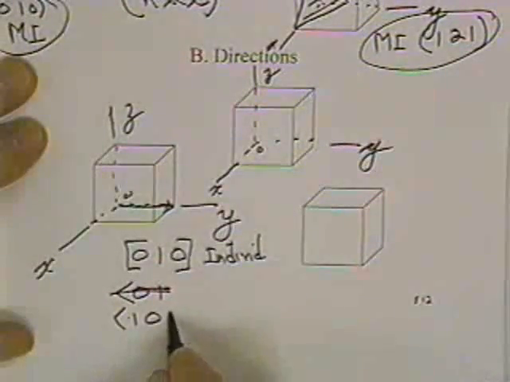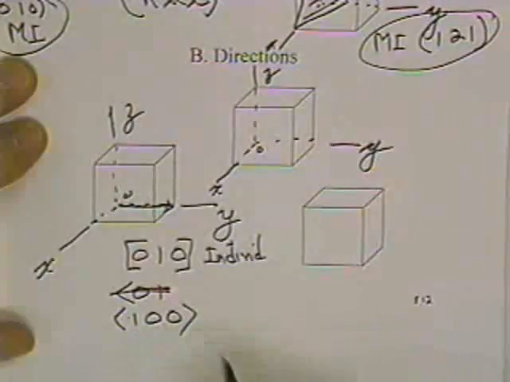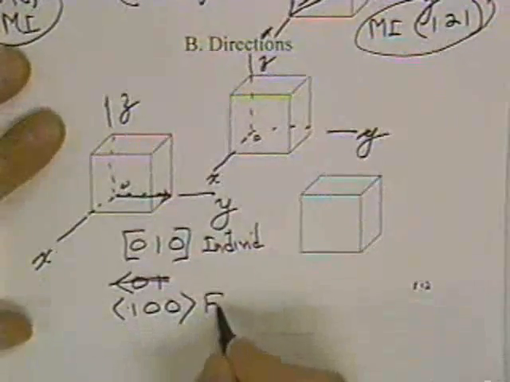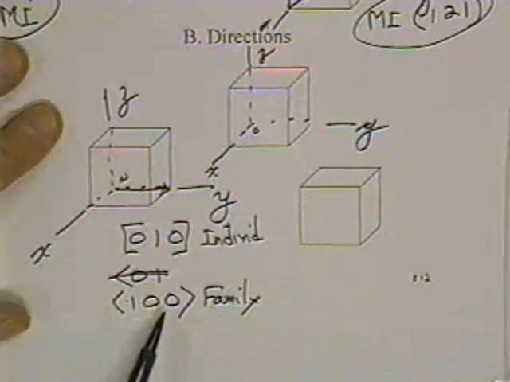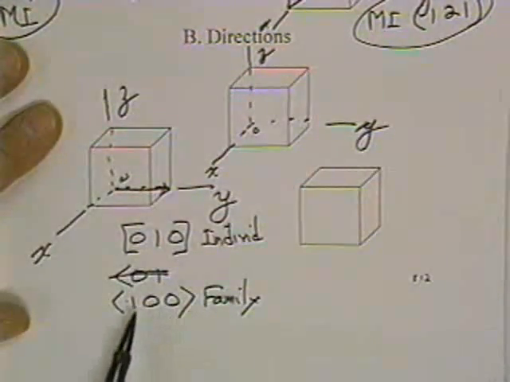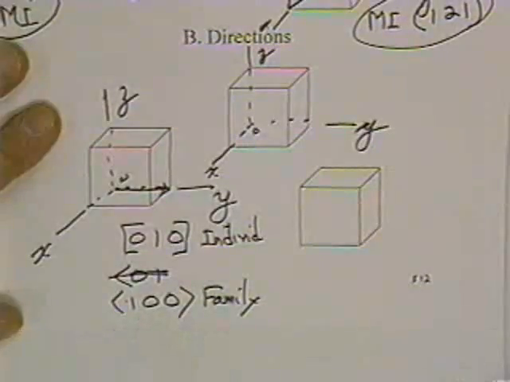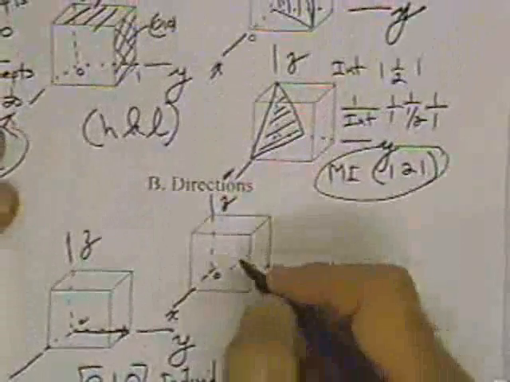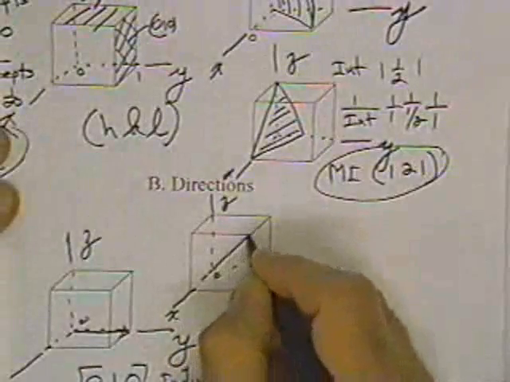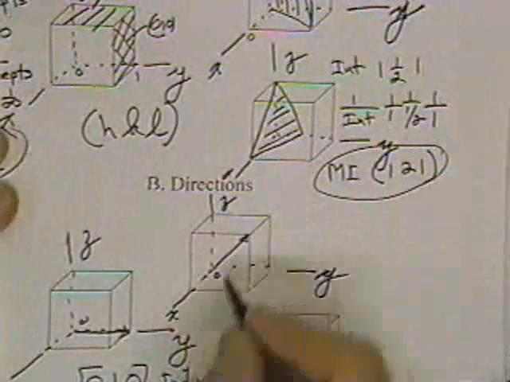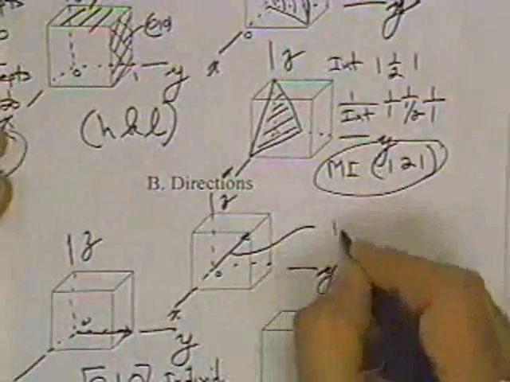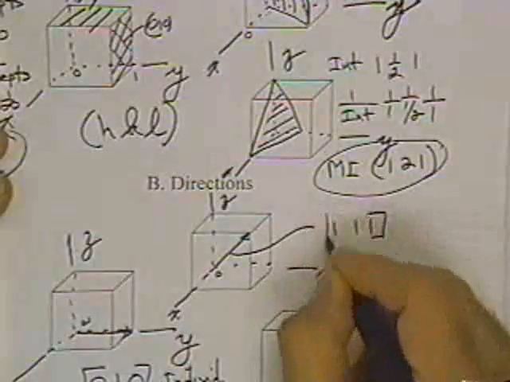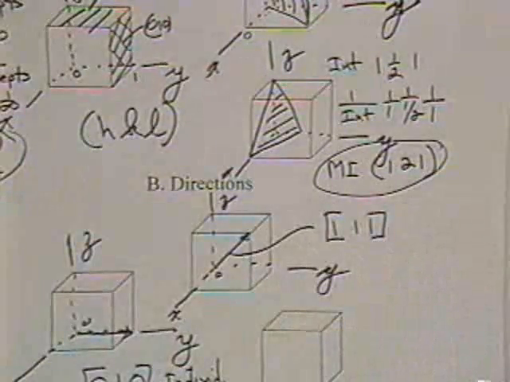Generally, you write the family as the 100, and that would correspond to a family of directions, meaning all directions of this type: 100, 010, 001, bar 100, etc. Let's try this direction right here. That's supposed to be the cube diagonal, so it intercepts at 1, 1, 1. That would be the 1, 1, 1 direction.